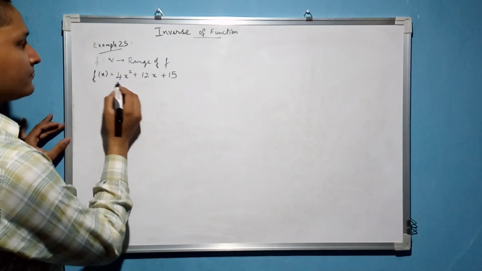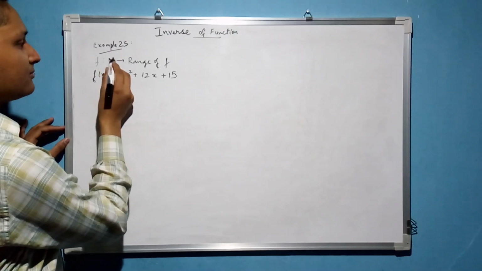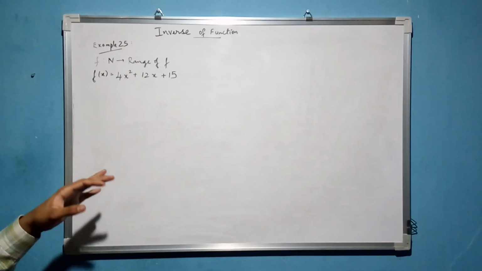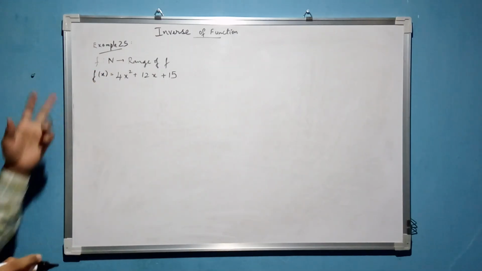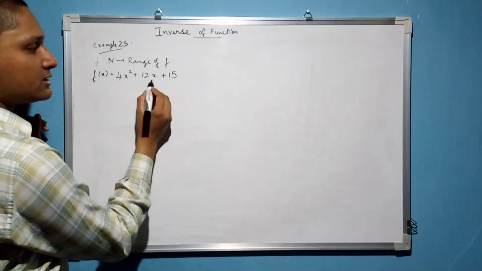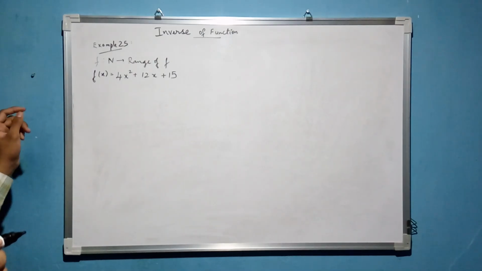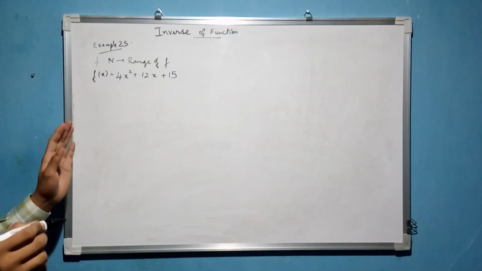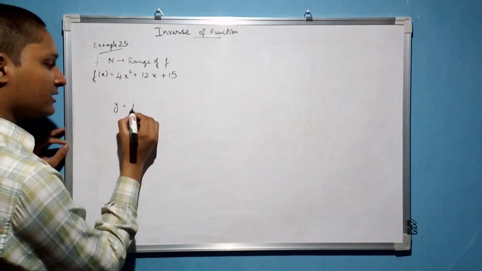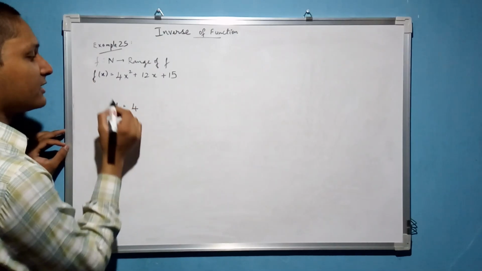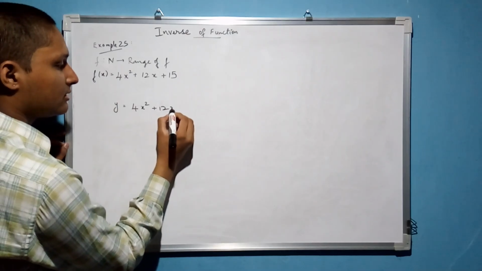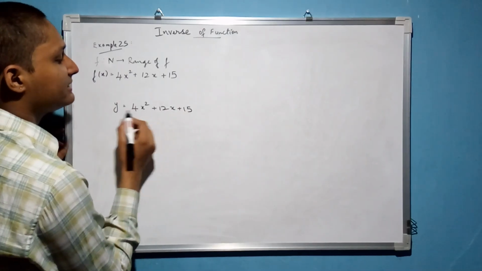So we have the function f of x that is defined from the set of natural numbers to the range of f. Range of f is all the numbers that can come under that function as the range. So f of x is defined as 4x square plus 12x plus 15. So how do you find the inverse of this? That is the question. For finding the inverse, as done in the previous question, in place of f of x I wrote y, and the same thing I'm going to write. At last I need to get x in terms of y.